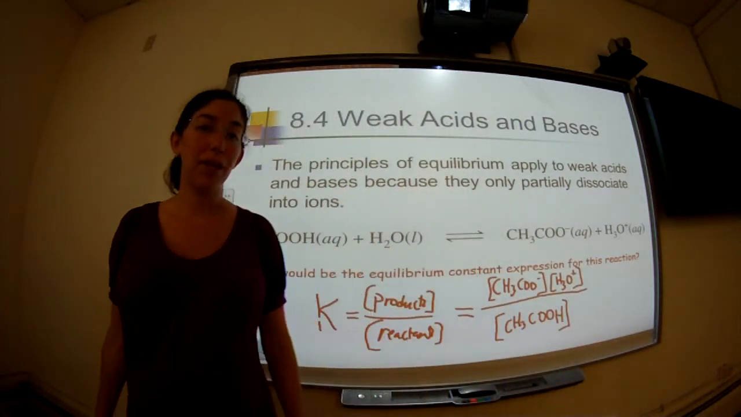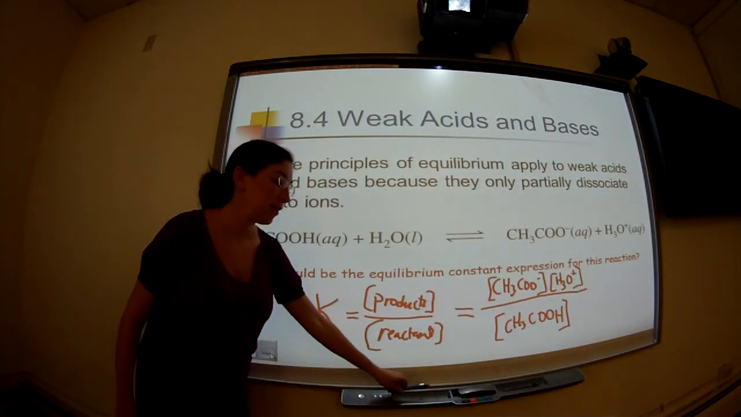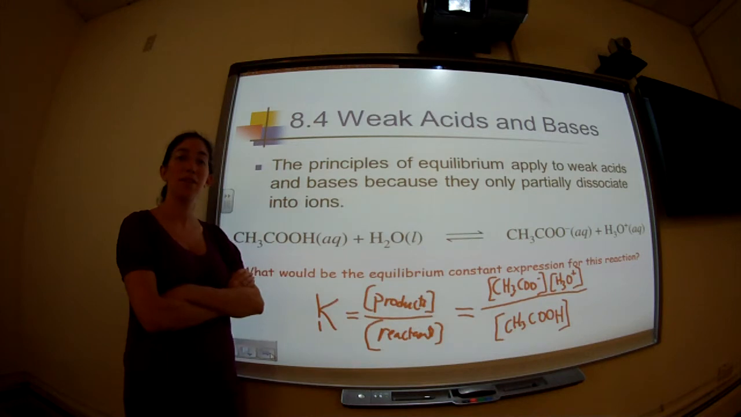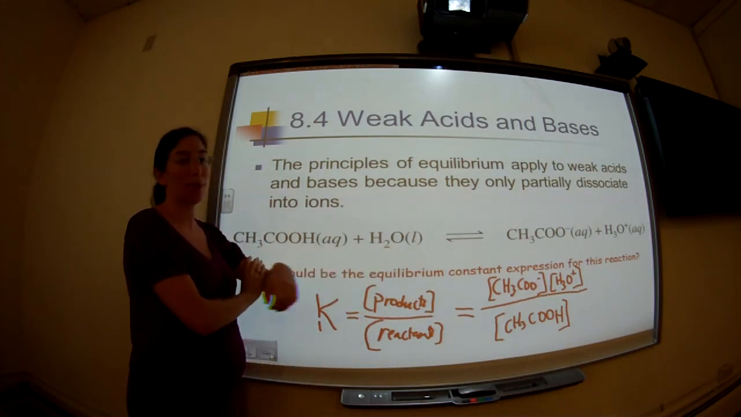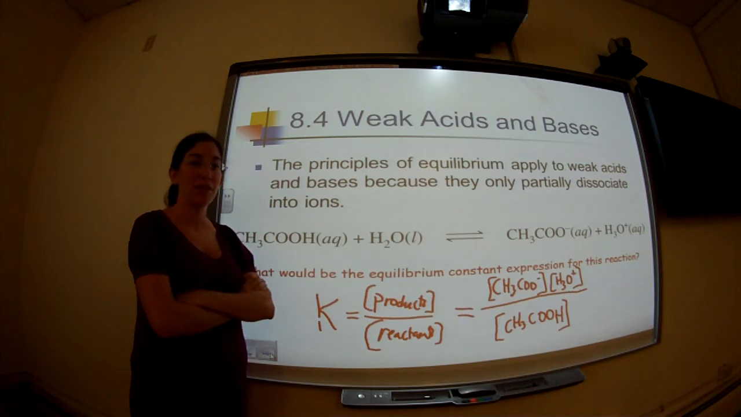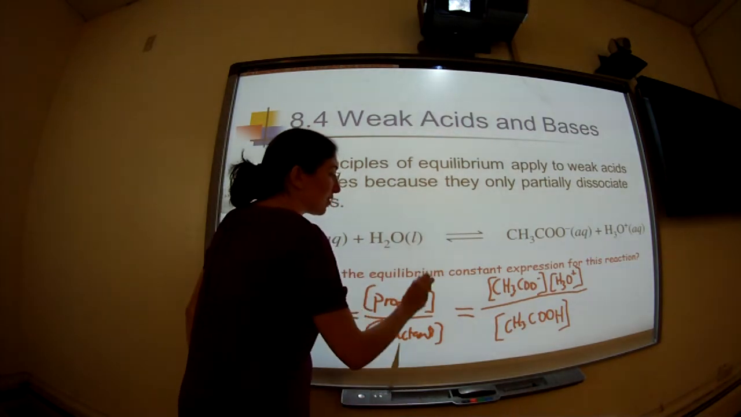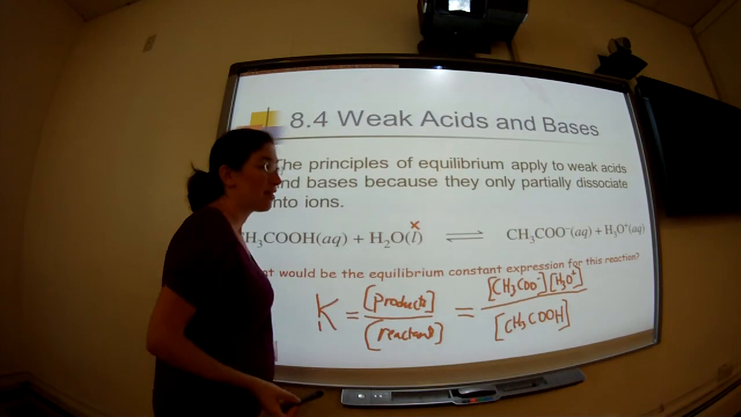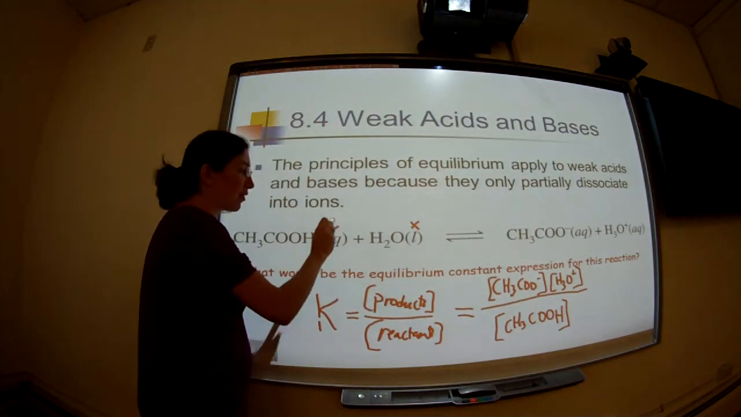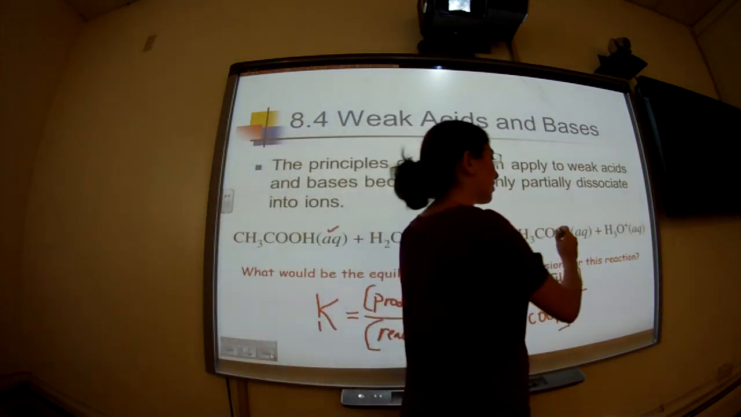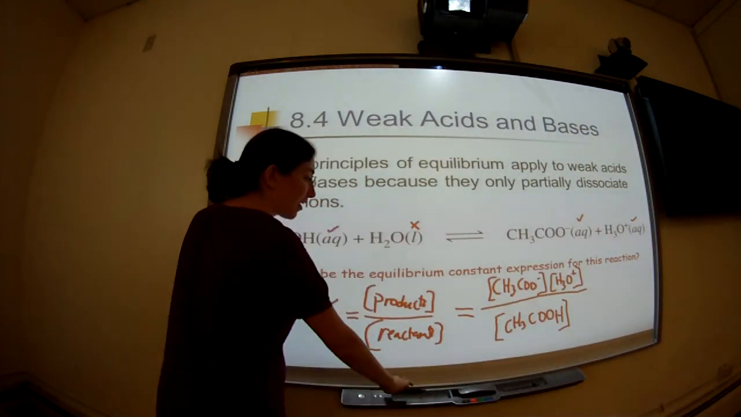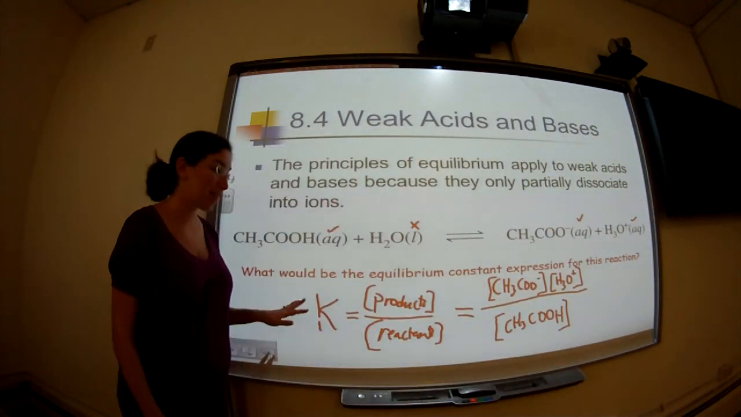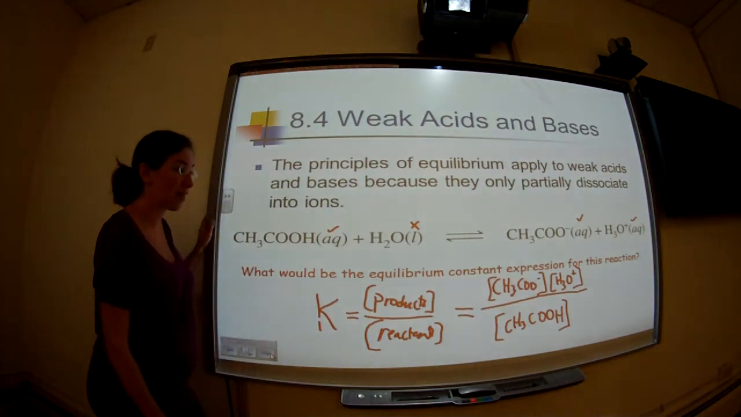That is the equilibrium constant for this reaction. Notice anything missing? Why didn't I write water in the equilibrium expression? I didn't write it because it's a liquid, and we don't count liquids. We only count aqueous and gaseous reactants and products, okay? So don't forget that rule when you're making your equilibrium constant, okay?